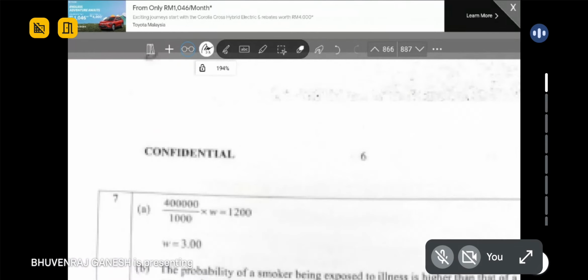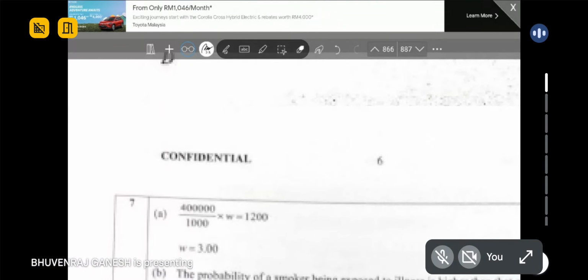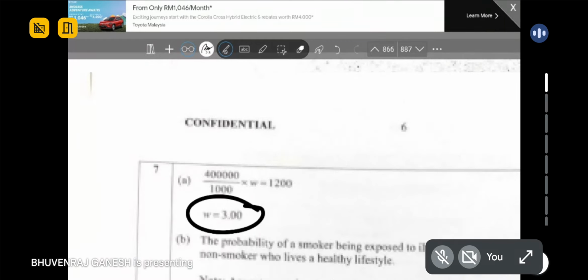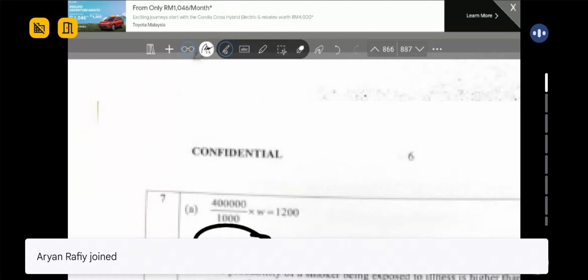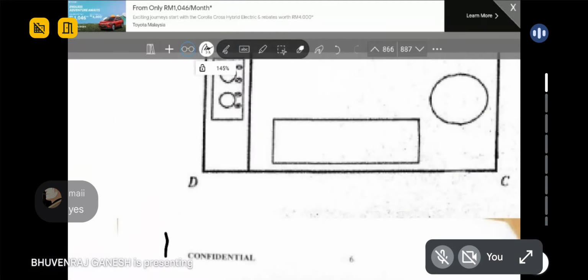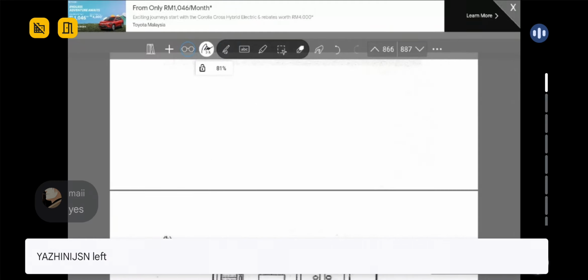W equal to 3. Okay? Final answer is RM3. Okay guys, understand? Got the concept? How to solve? Clear? For part A? So just use the formula only. Use the formula for annual premium. Okay, annual premium. Okay, next one.